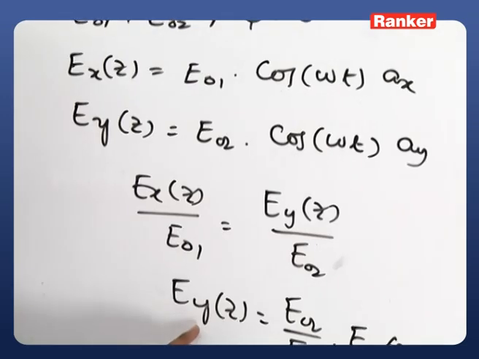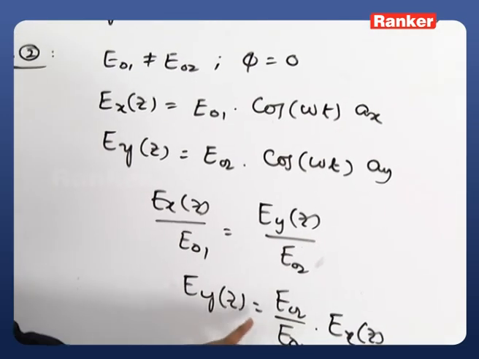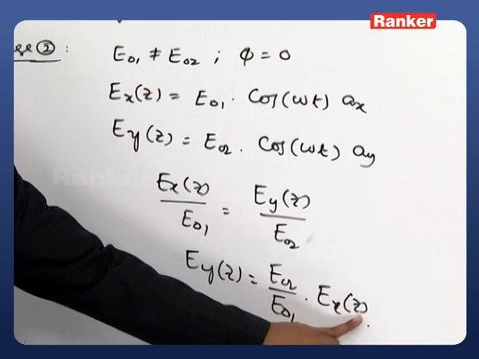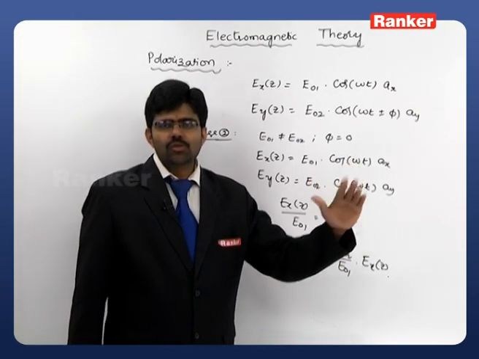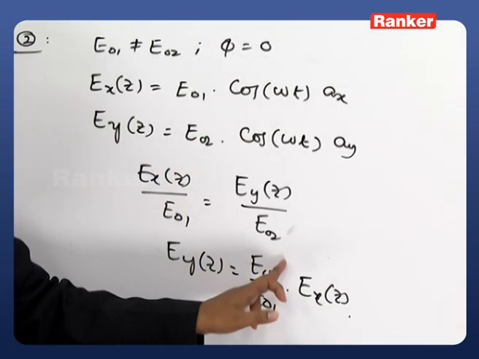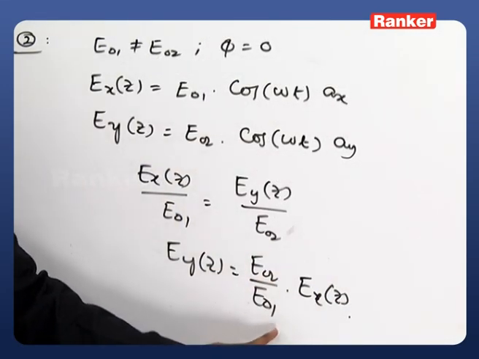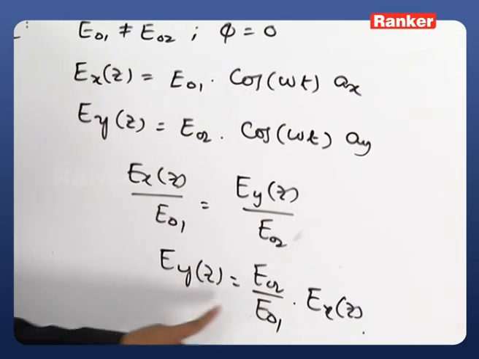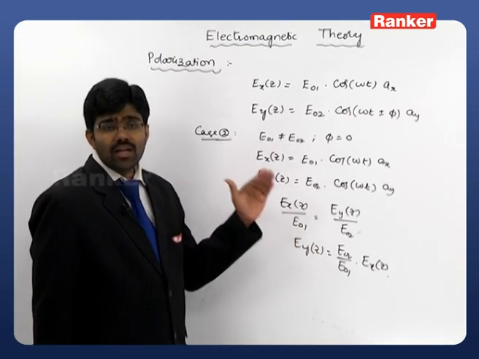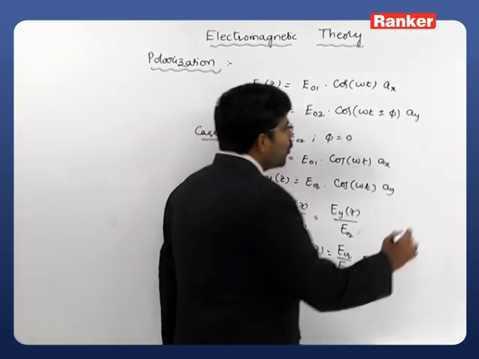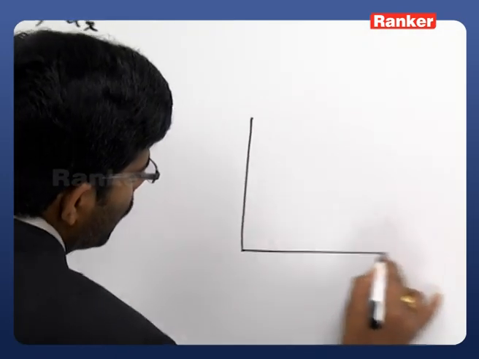The equation we got is simply in the form y = mx. Now this equation has a slope m, which is nothing but E02 by E01. So if you draw the graph between Ex of z and Ey of z, that is nothing but the resultant of our electric field, once again we will get a straight line like this.